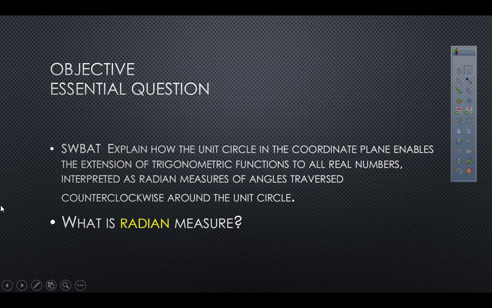Okay, so then our essential question is, well, what exactly is a radian measure? So far, we've only dealt with degrees, and you guys know that a full circle is 360 degrees. Well, it turns out in trigonometry, we often like to use another angle measure unit, and in this case, it's called the radian. And so we're going to find out about that.